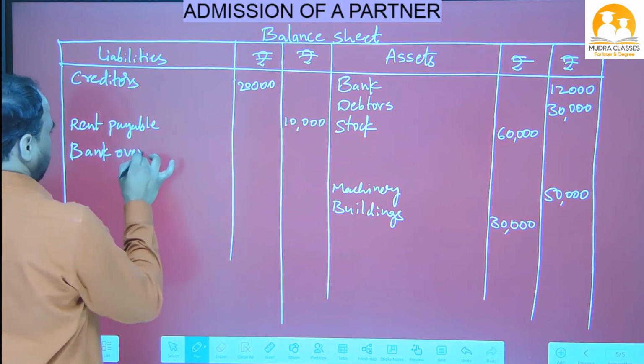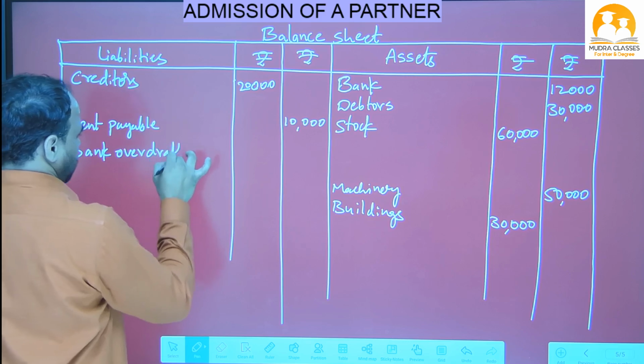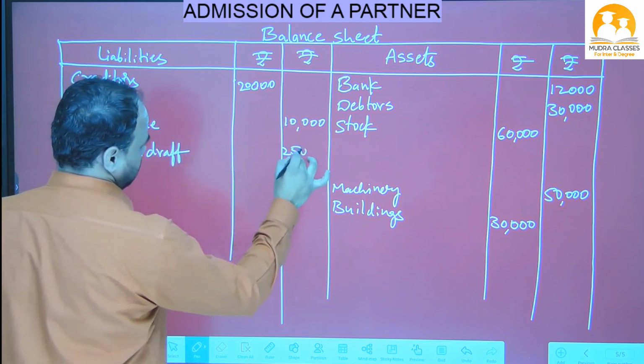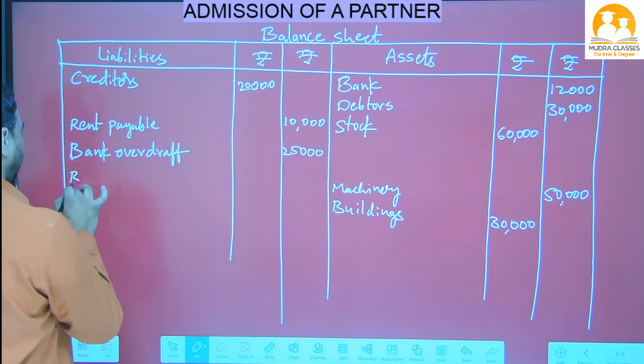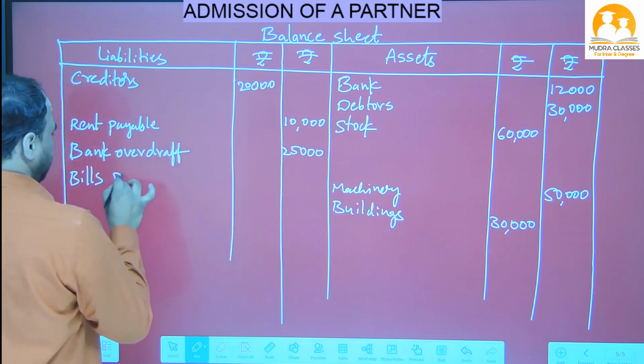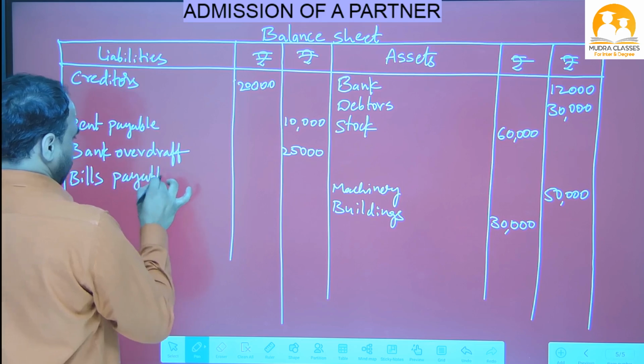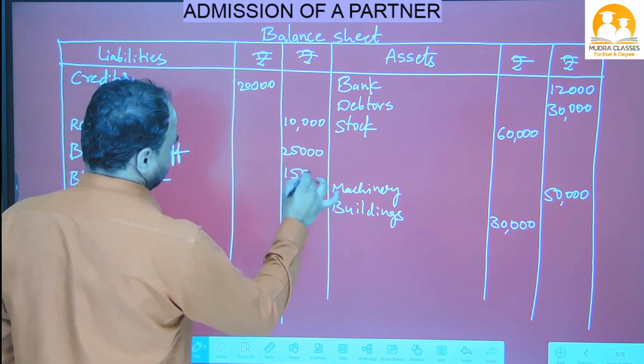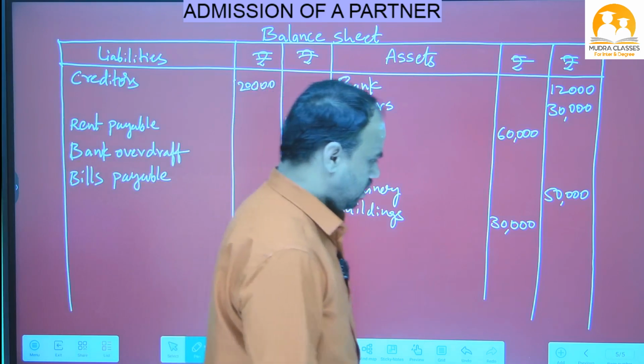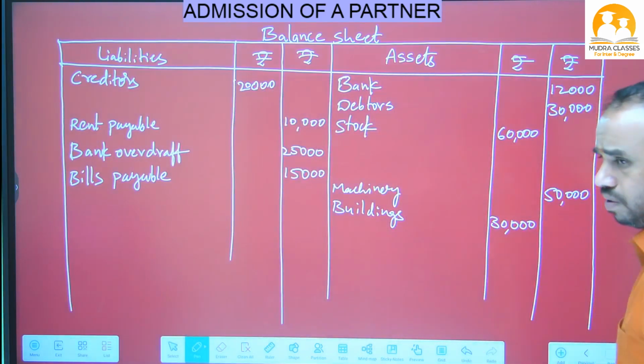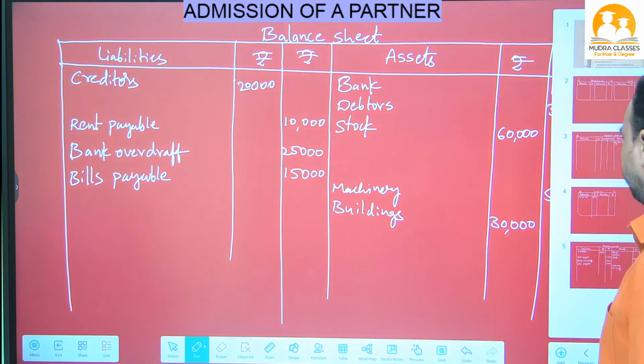Bank overdraft 25,000. Next, bills payable 15,000. So as it is we have to write in the balance sheet, liability side, inner column. Okay, let's see one more time.